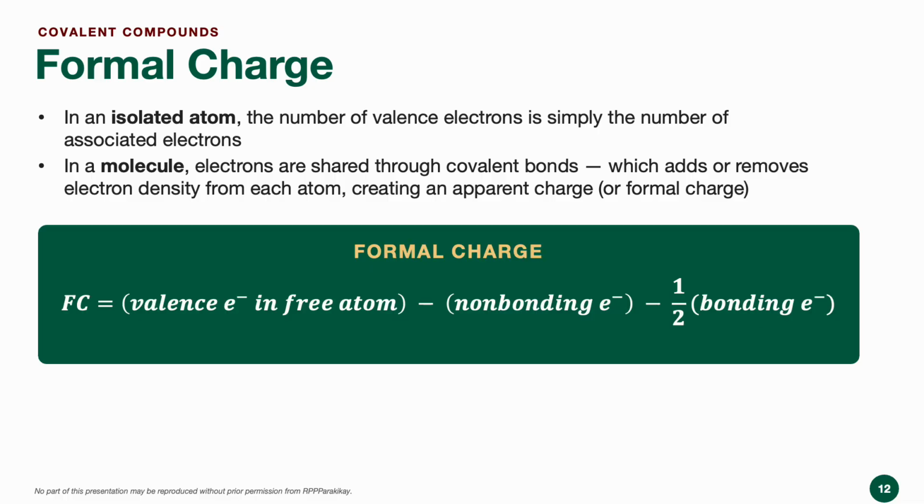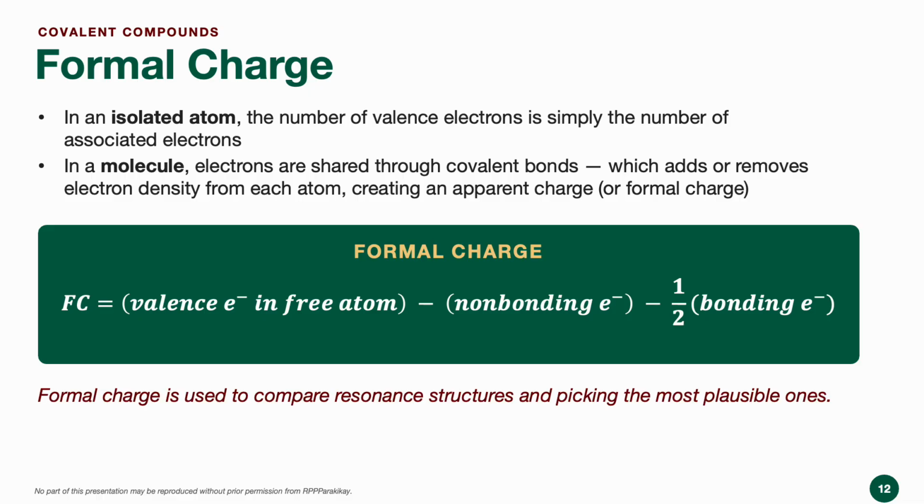So the formula to calculate the formal charge is this. We take the atom's valence electrons as a free atom, minus its non-bonding electrons. So that's the number of electrons in the lone pairs fully owned by that atom. And then minus 1/2 of its bonding electrons, since a shared pair is split evenly between two atoms. Note that formal charge is not a real physically measured charge, but it is a useful tool that we use to compare competing resonance structures and figure out which one best represents the molecule.